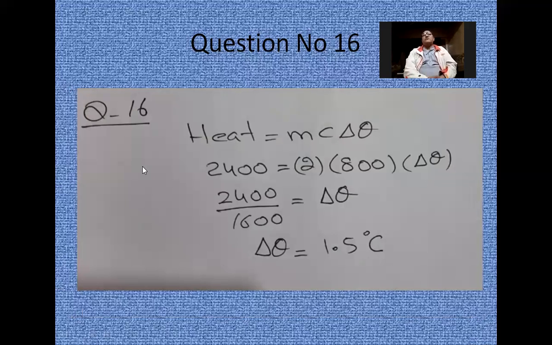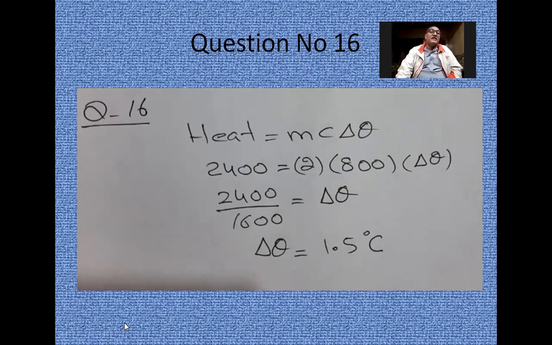Heat is equal to mc delta theta. The supplied heat is 2400 joules. The mass is 2 kg. The specific heat capacity is 800 joules per kg per degree centigrade. Delta theta, the change in temperature, is the question. So delta theta will be equal to 2400 divided by 1600. So delta theta will be 1.5 degrees centigrade.